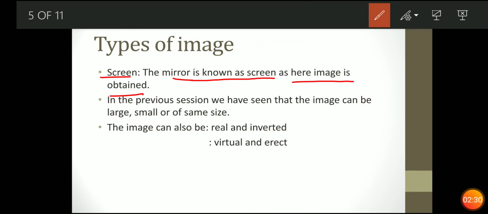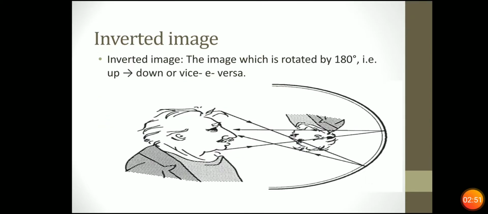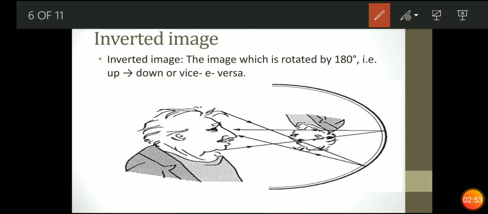Now we studied in the last class that the image can be large, small or of the same size. But the image can also be real and inverted, or virtual and erect. So what do these terms mean? Let's see. What is an inverted image?